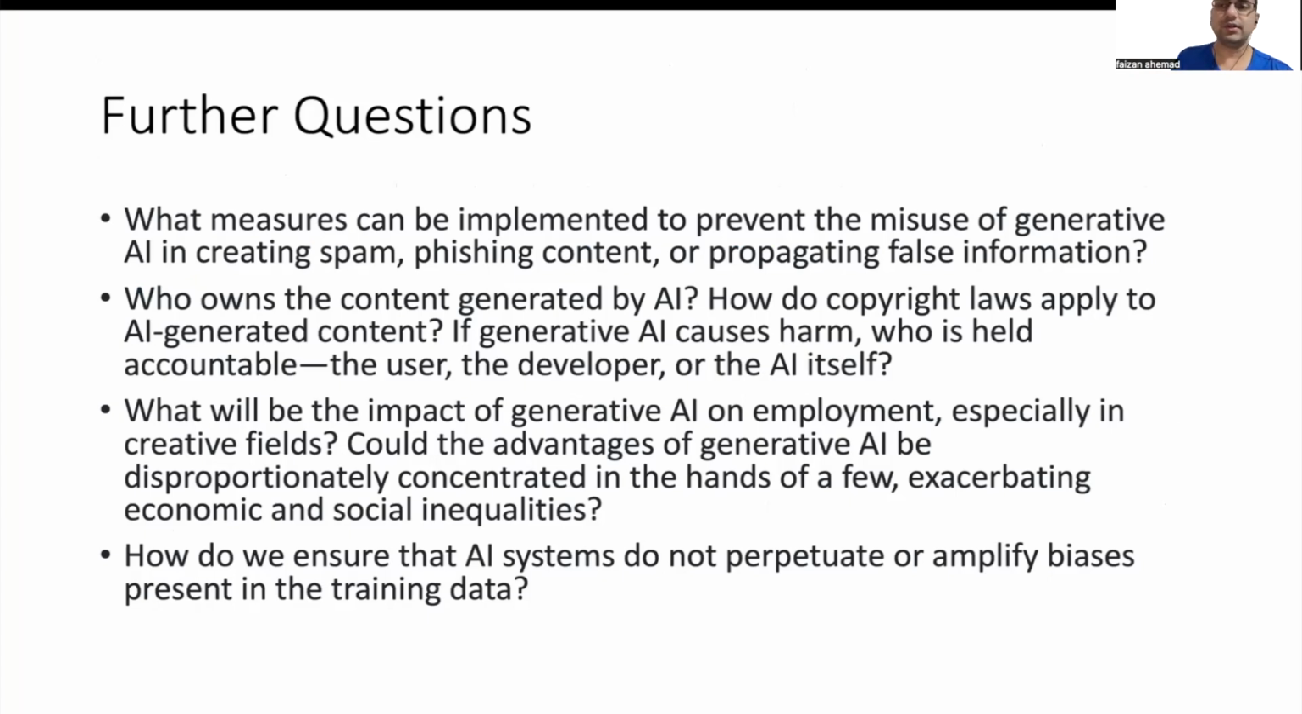And yeah, these are some questions that you can ask and maybe discuss in the upcoming Q&A session as well. So how do we prevent and stop the misuse of AI in creating spam, phishing content, or propagating false info? And then who owns the generated AI content? Like if I am using ChatGPT and generating some content, am I the owner of that content, or is ChatGPT the owner of that content, right? And if I have generated content using an LLM with some of my own inputs, and someone else copies my content, is that a copyright violation or not? Right. So these areas are still gray areas, right?